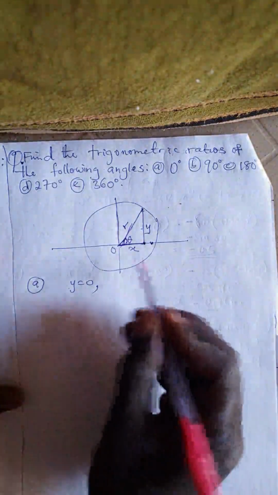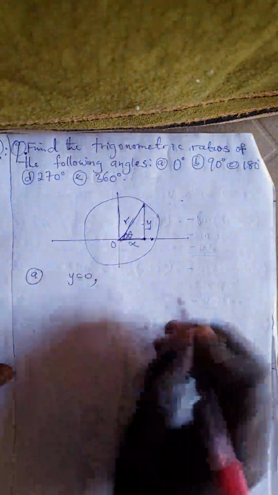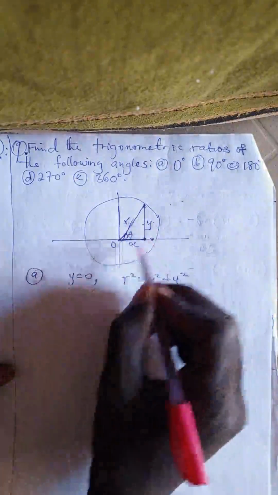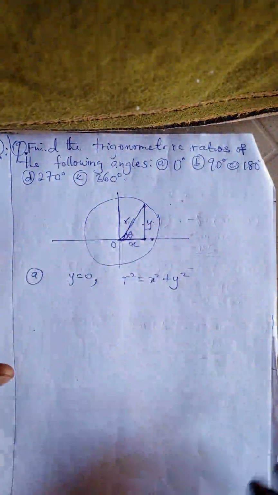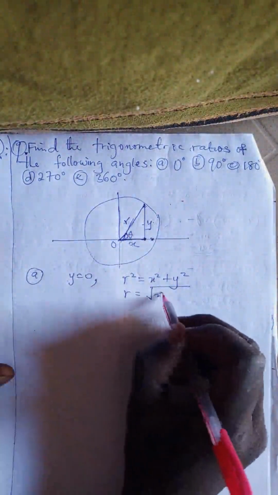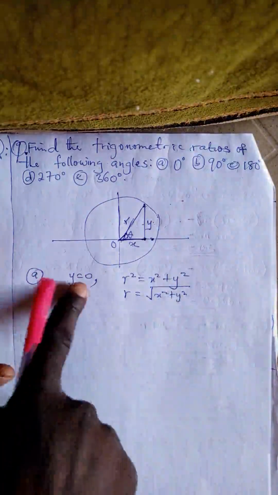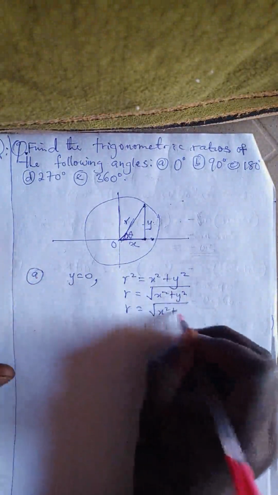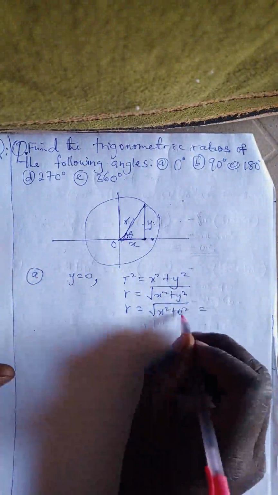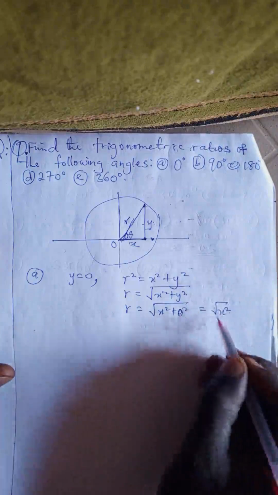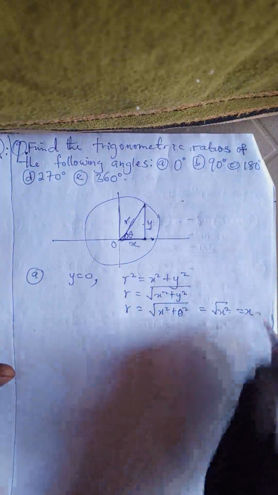But remember, by Pythagoras theorem, you have r squared is equal to x squared plus y squared. That is, the hypotenuse squared is equal to the sum of the squares on the opposite and adjacent. So now r is equal to the square root of x squared plus y squared. But here, y is equal to 0, so r is equal to the square root of x squared plus 0 squared. Because 0 squared is 0, you have r is equal to the square root of x squared. These are inverse functions, squares and square roots, so r is equal to x.